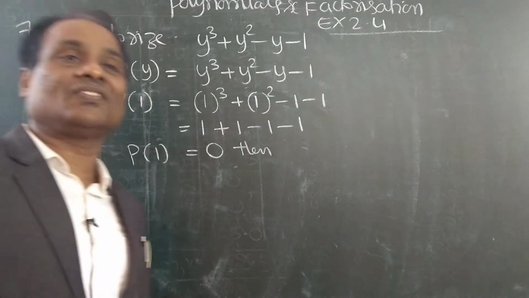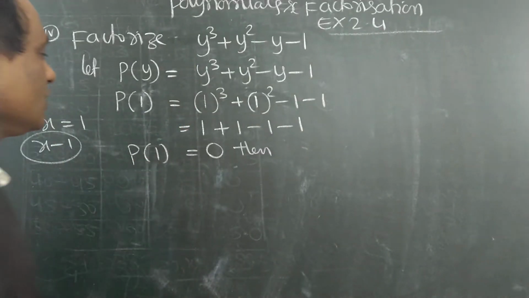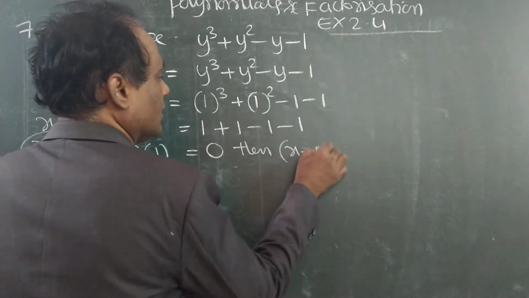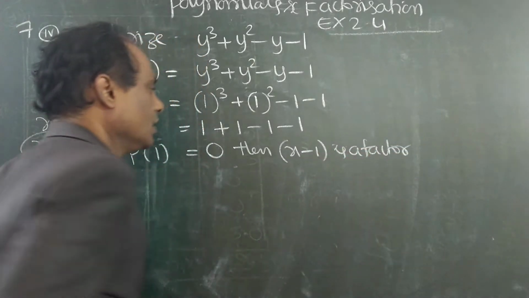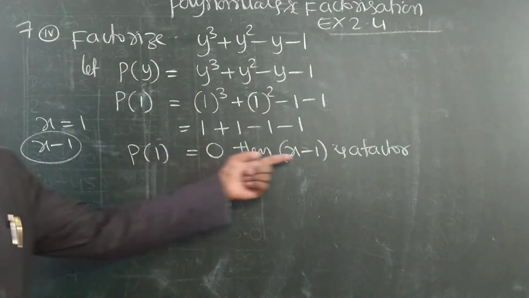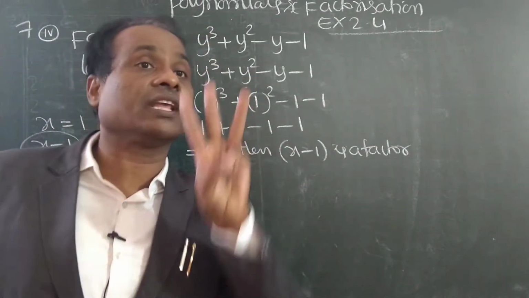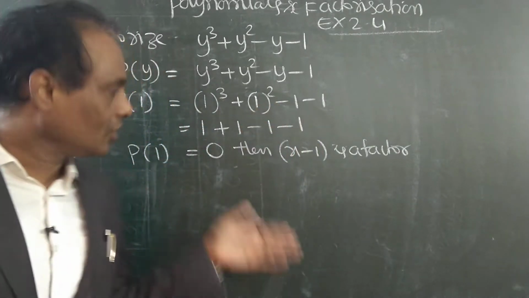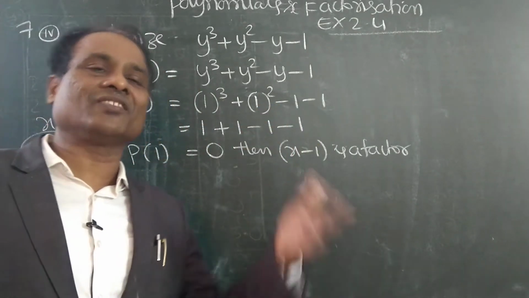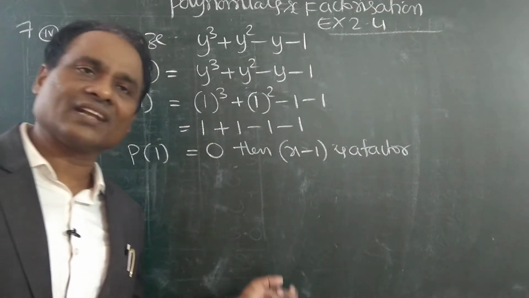As per the factor theorem, see the statement of the factor theorem: if P of 1 is 0, then x minus 1 is a factor. P of 1 is 0, x minus 1 is a factor. This power 3 means it will have 3 factors. One factor we got by this trial method. Two more factors also we can get by applying this method only. Try, and if we get zero, we can get that factor.